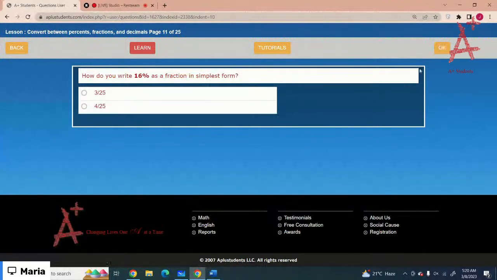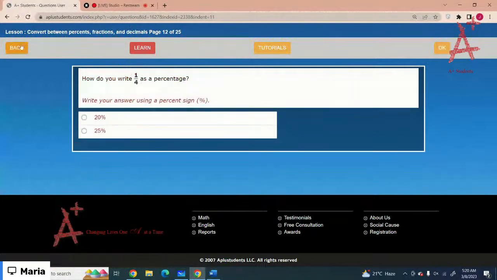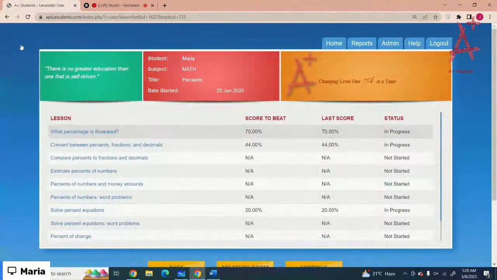It is 4 over 25. 4 times 4 is 16 and 4 times 25 is 100. It would be 4 over 25. Got it? Okay, you can complete the rest by yourself later today. Let me just move on to the next lesson.